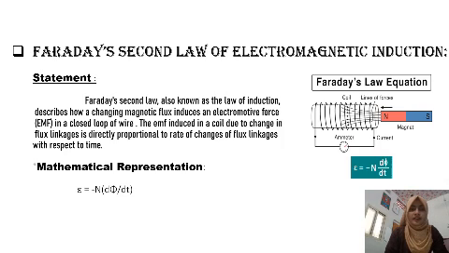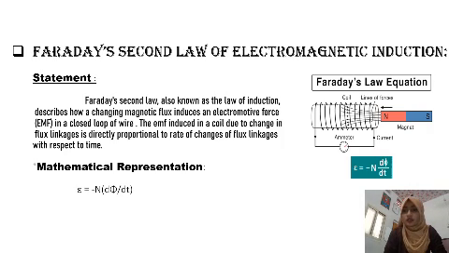Faraday's second law, also known as the law of induction, describes how a changing magnetic flux induces an electromotive force, EMF, in a closed loop of wire. The induced EMF in a coil due to change in flux linkages is directly proportional to the rate of change of flux linkages with respect to time. And this is the mathematical representation: epsilon is equal to minus N into d phi by dt.